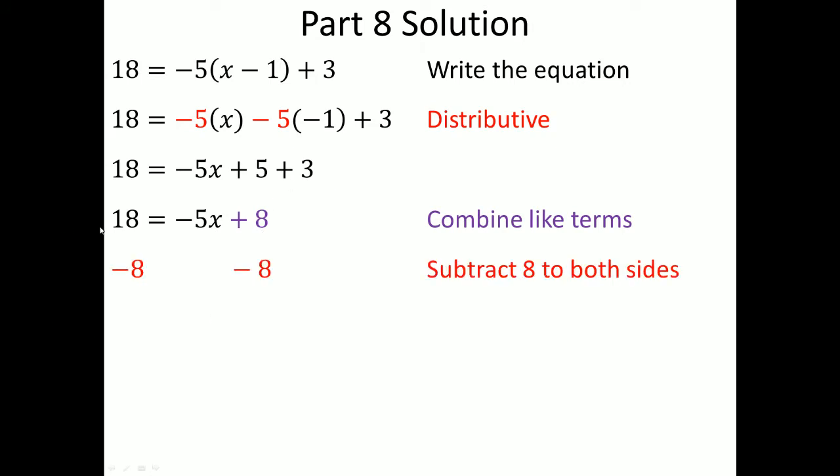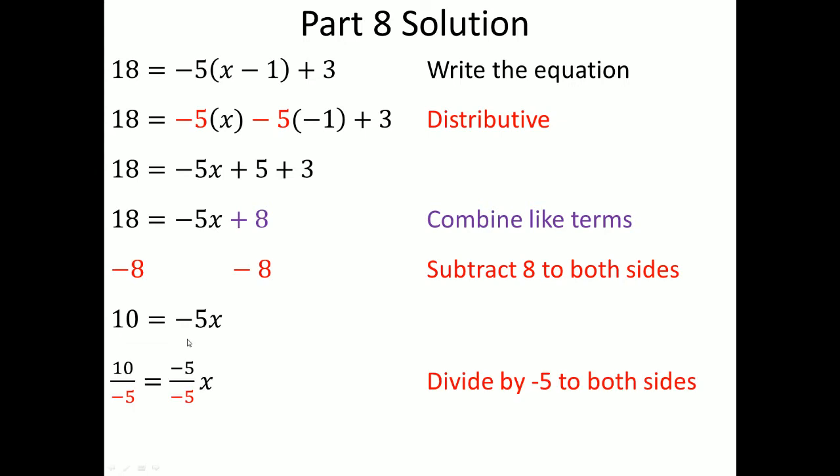Subtract 8 from both sides. 18 minus 8 is 10. Negative 5x comes straight down. Divide everything by negative 5 because you're trying to get that coefficient as 1. You get x equaling negative 2 because 10 divided by negative 5 is negative 2. Part 9. Solve the equation. Negative 5r plus 10 equaling negative 5.